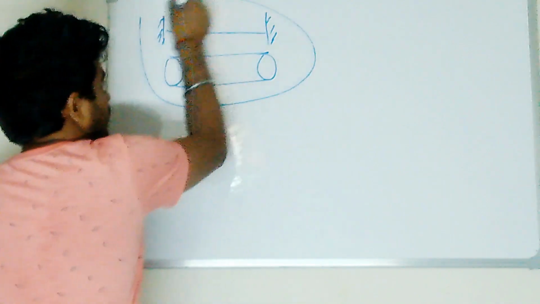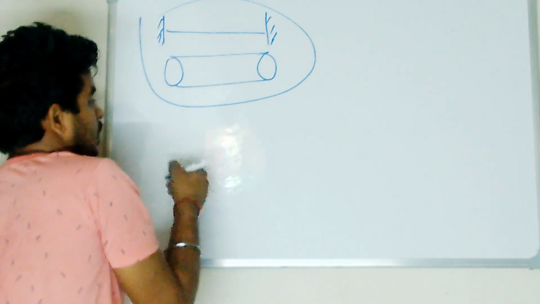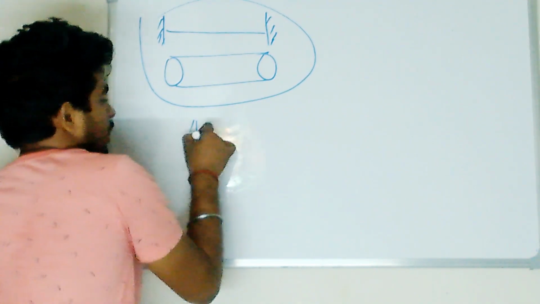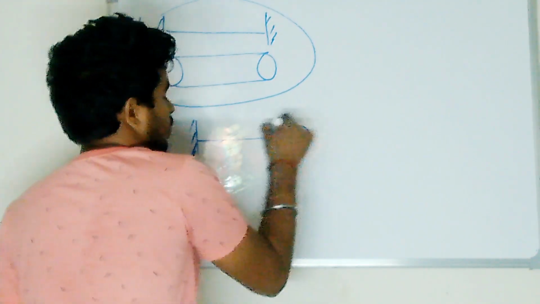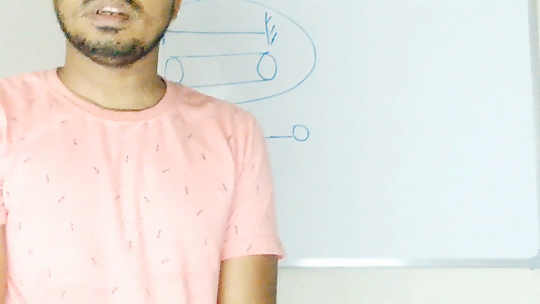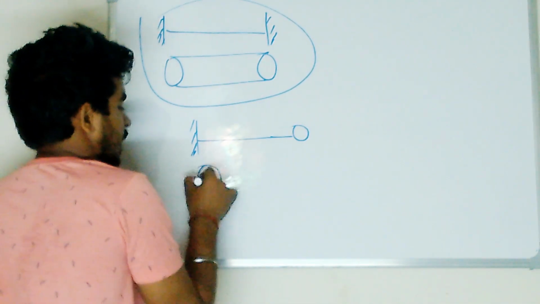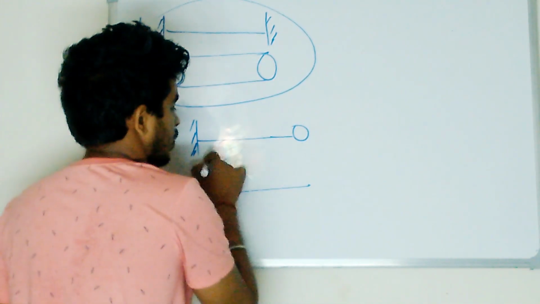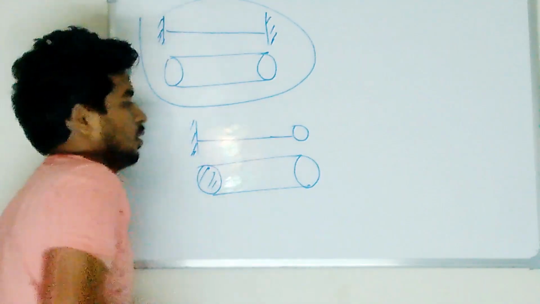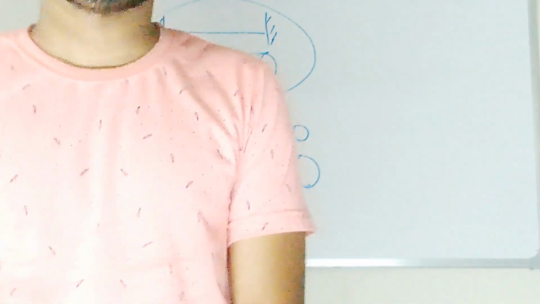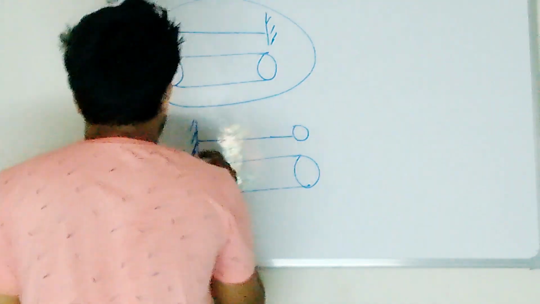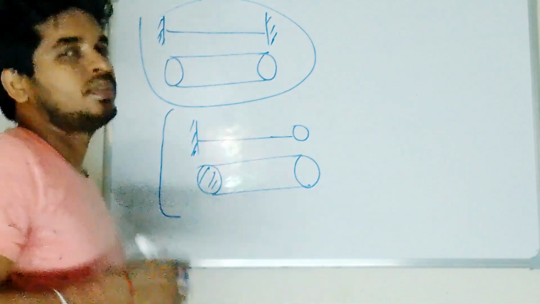Now what we'll do: one end of the string is open, clear? Or either one end of the organ pipe is closed. For both cases we'll do it simultaneously.